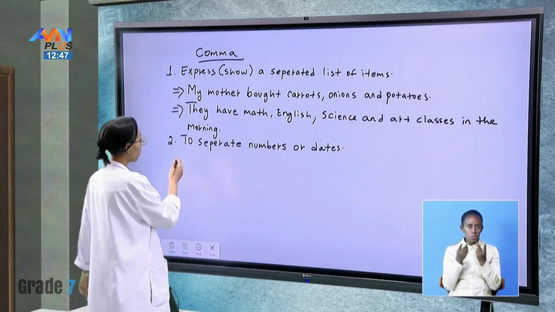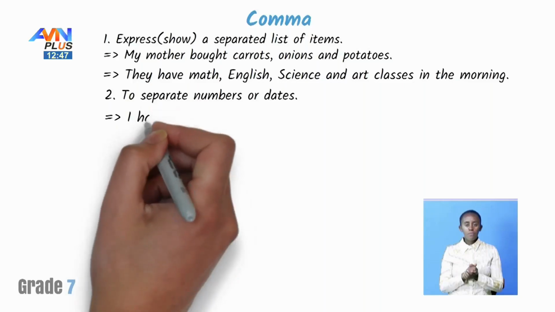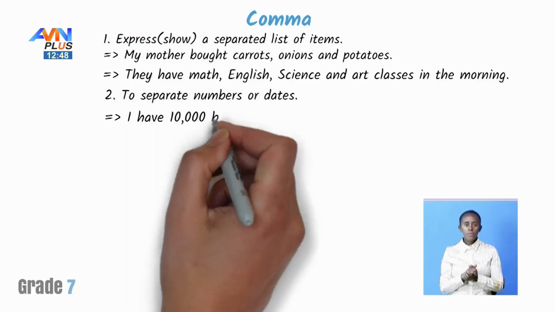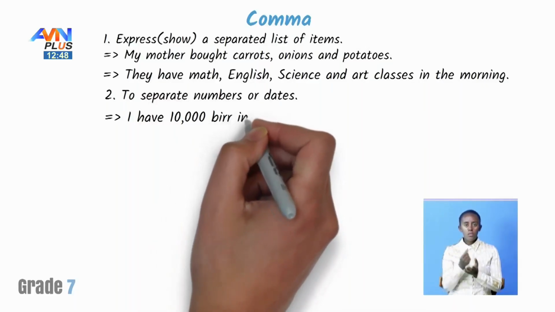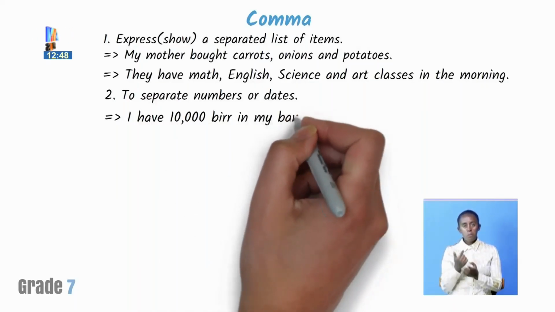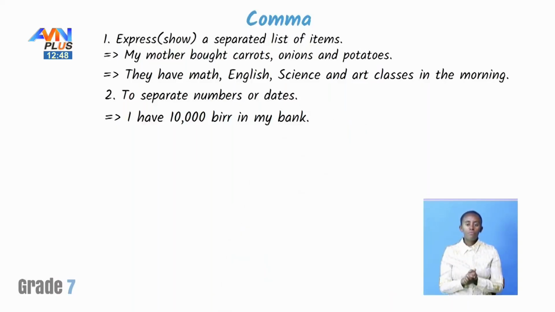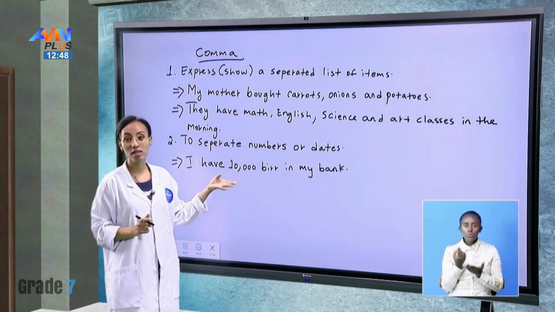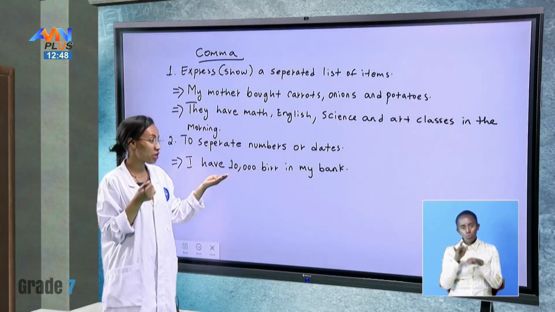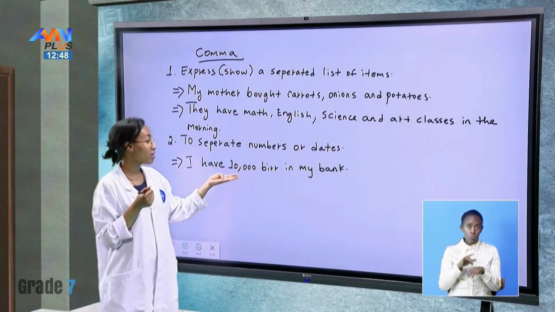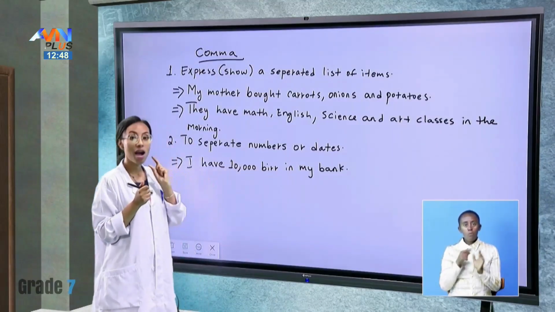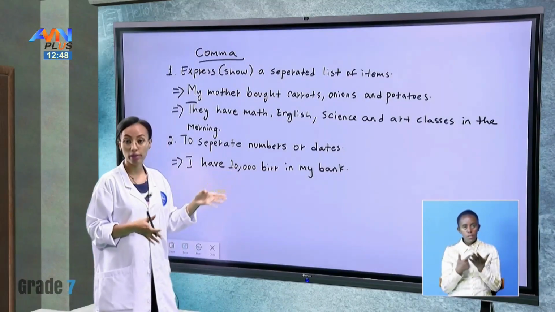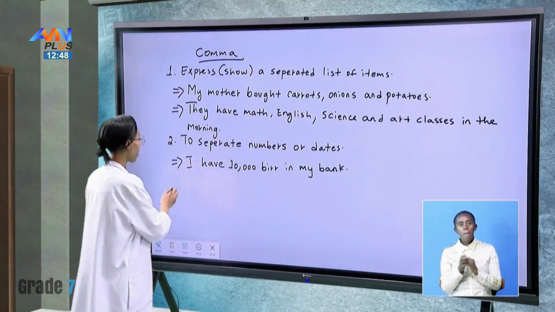Let's see, for example, I have 10,000 birr in my bank. If I say this, I have used comma here. Where did I use it? I used it in the number. To show separation in the number, I used what? Comma. And when I used comma, I'm showing the amount of the number of money I have. So in this case, I have what? 10,000 birr in my bank. Okay.